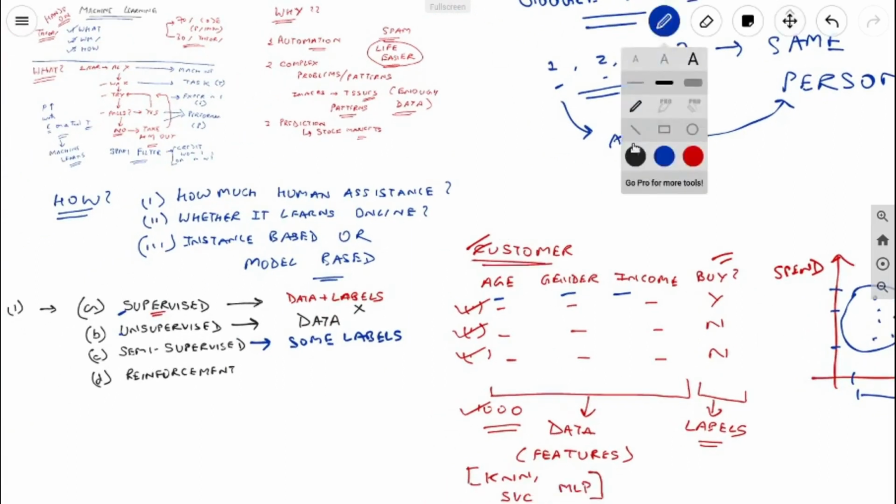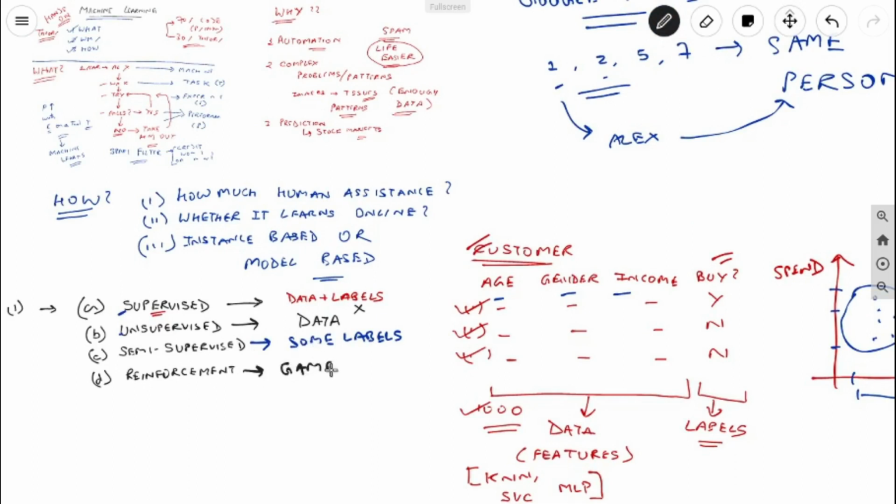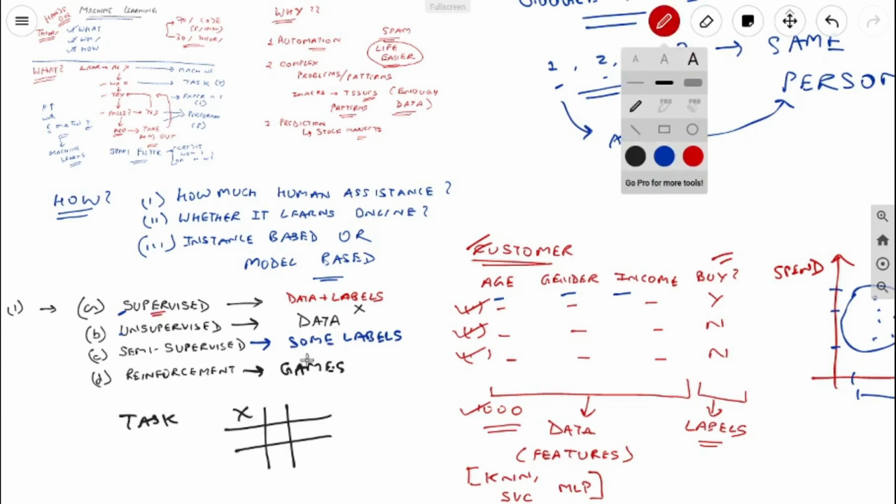And when we come to reinforcement learning, you would see that there are many machine learning problems which are being applied to playing games. That is where we use reinforcement learning. In reinforcement learning, we have a task in hand. Suppose we are playing a simple game, let me draw a simple tic-tac-toe. So suppose the user draws a cross over here. The machine learning algorithm will determine what the next step should be.